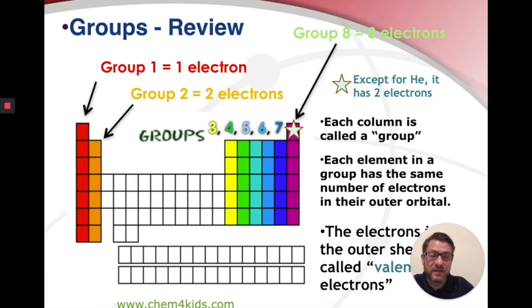The elements that are in white here, these are what are called the transition elements. These are a little bit more complicated, and luckily for us, we don't need to worry about these in biology.